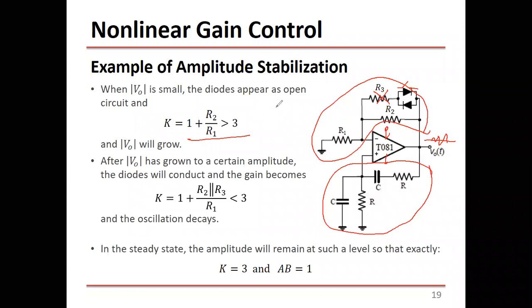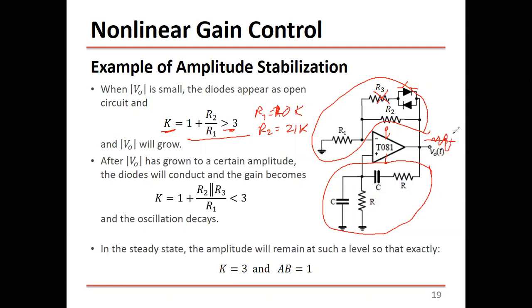So as I said, we design R2 and R1 so the gain is greater than 3. For example, we can design R1 as 10 kilo ohms and R2 as 21 kilo ohms. So R2 over R1 is greater than 2, and 1 plus 2.1, for example, is greater than 3, right? So this circuit, without R3, has a gain higher than 3, right? So the output will start growing.